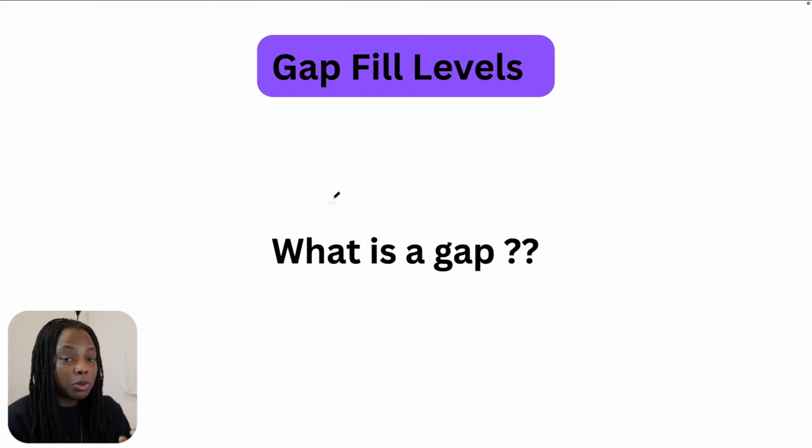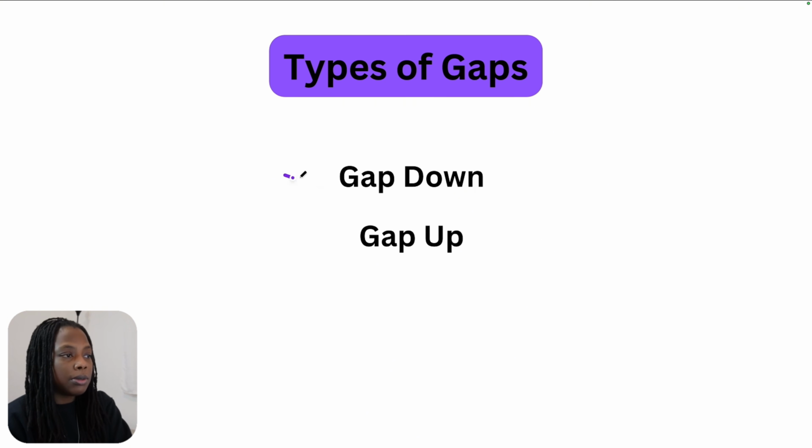Number one, most people already know this. They mention it. I see it on social media. Oh, we have a gap. We gap down. Yes, but what is a gap? For those that do not know, I'm going to go over it really quickly. There are 2 types of gaps. You have a gap down and a gap up.